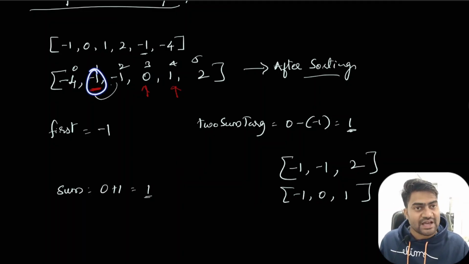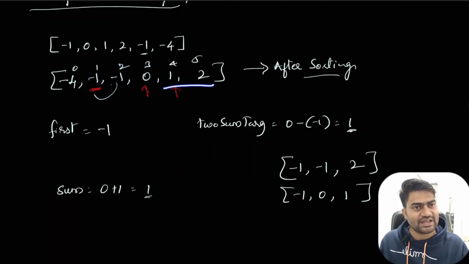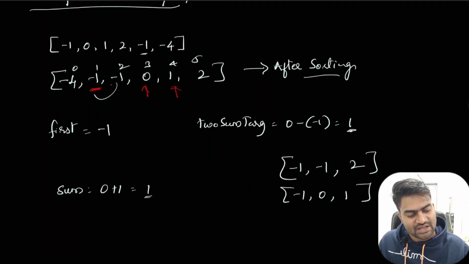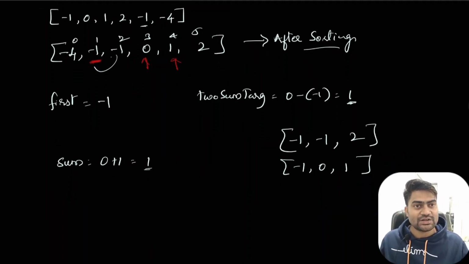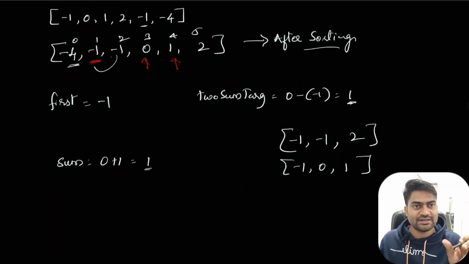So -1 I processed. Again I will skip -1 because we have already processed it here. Then I will move to 0. Then I will process the remaining two elements. So likewise I will continue further and try to find all the possible triplets. So this one, if you see, we will do it in only two iterations. Basically one for the first number and the remaining iteration for the two sum.